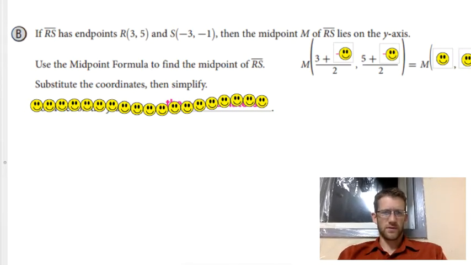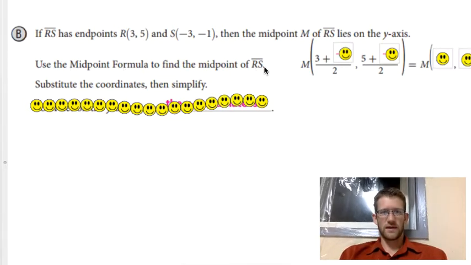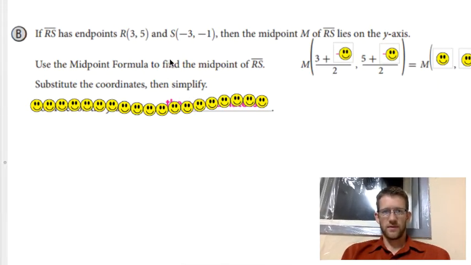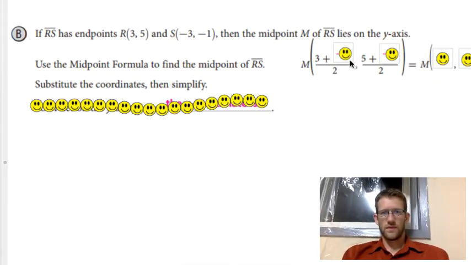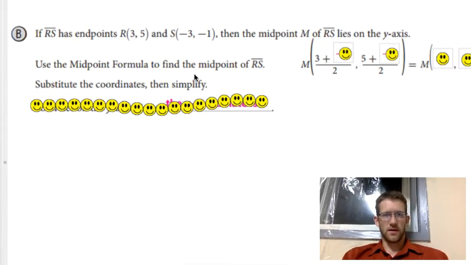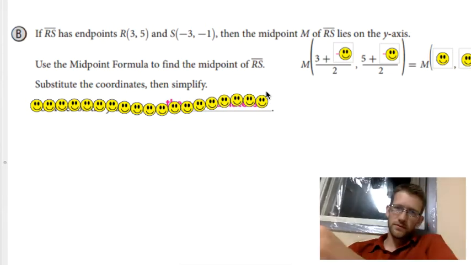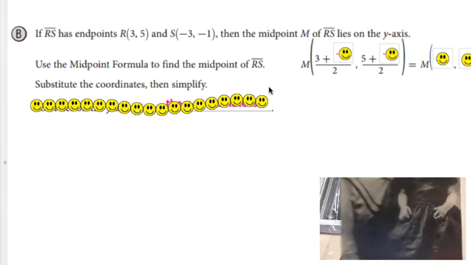So I think we're supposed to prove if this is true or not, right? So we essentially use the midpoint formula to find the midpoint of RS, and then see if that lies on the y-axis. So again, I'll do one more pause here. Let's see if you guys can figure this one out. Pause.